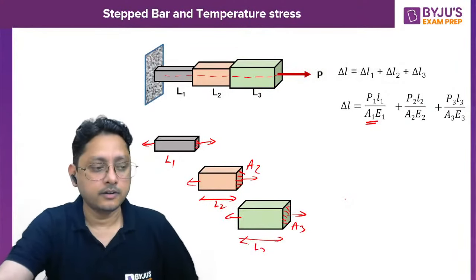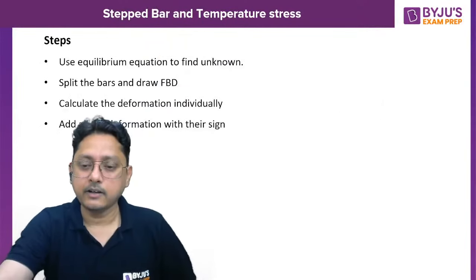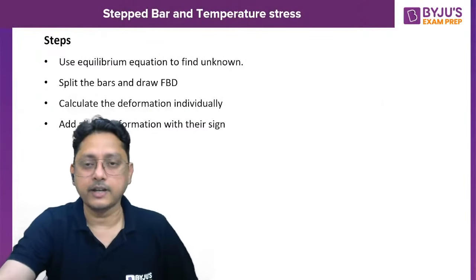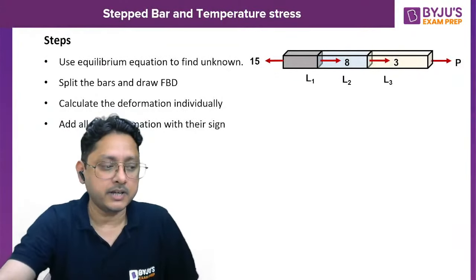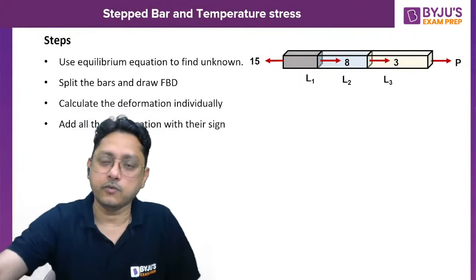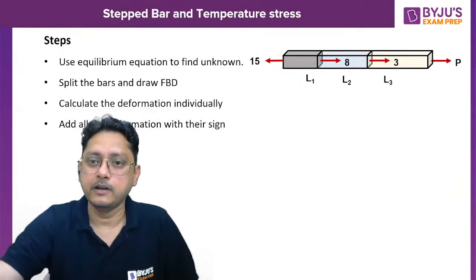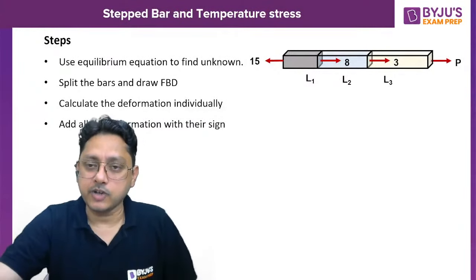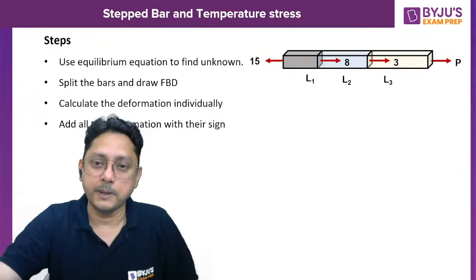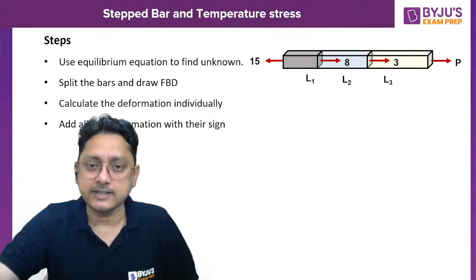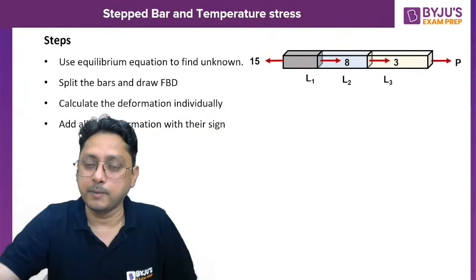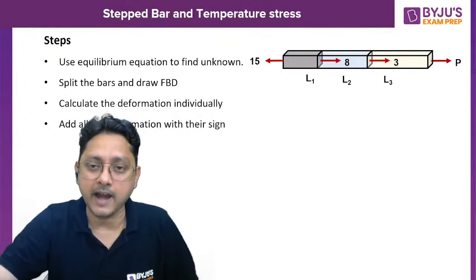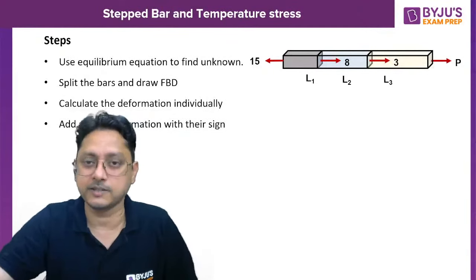Now other than that, what are the steps you need to get involved in? See, this is the kind of problem which generally appears in different types of examinations, and especially in GATE also. Suppose this is the one problem in front of you. A few loads are acting and this structure is under static equilibrium. If the whole structure is under static equilibrium, there are only axial forces acting on these bars at different locations.